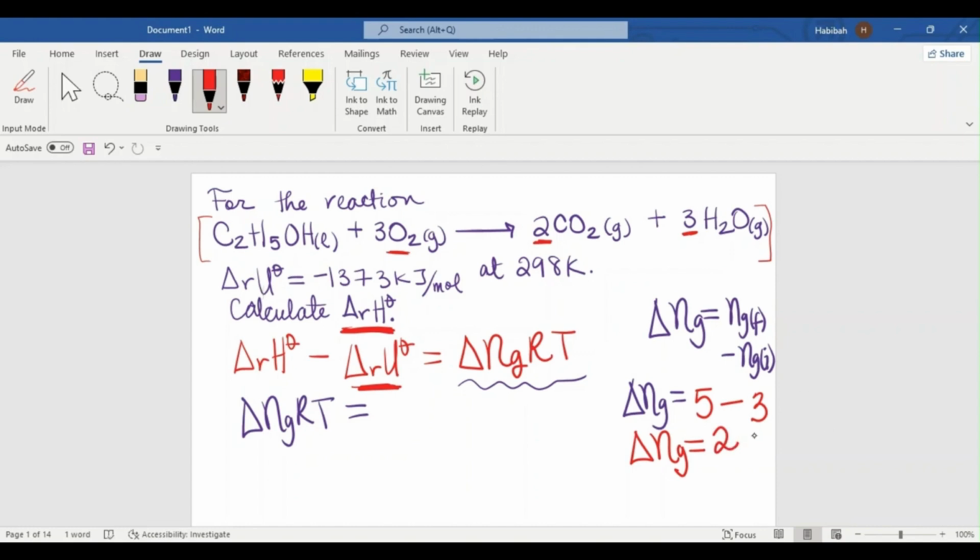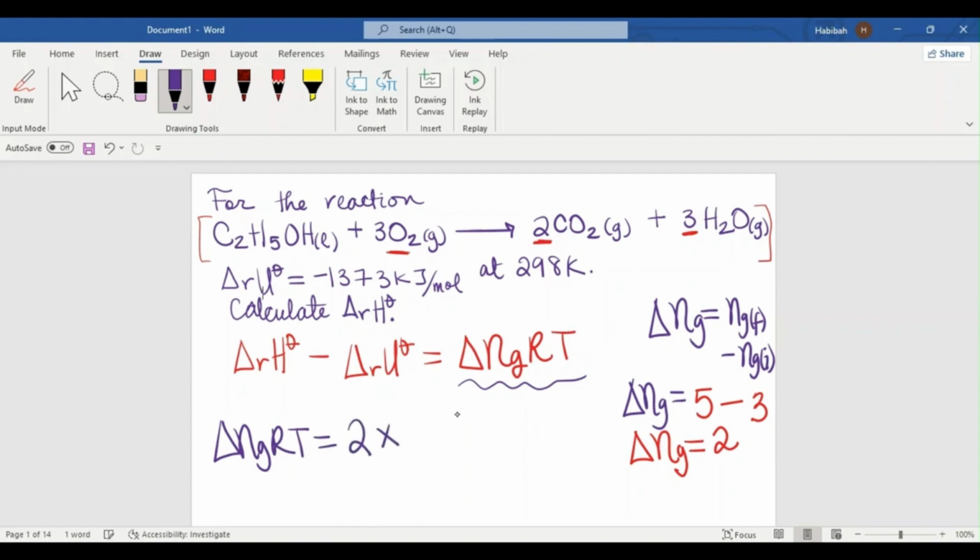So we have that information. Rewriting what we have, we will solve this. We have change in Ng, RT would now equal 2 times the gas constant, which is 8.3145 joule per mole Kelvin, times the temperature, which we're told is 298 kelvins. Of course we cancel out the Kelvin. So what you end up with is 2 times 8.3145 times 298.